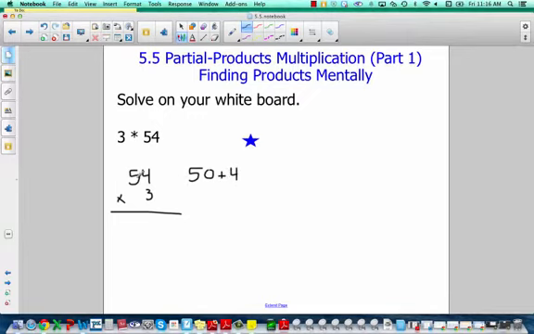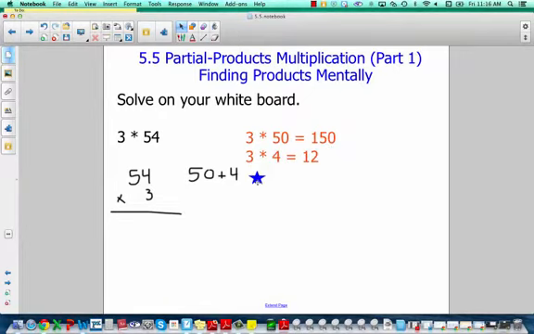Now, I'm going to multiply both of these numbers by 3. So if I move this star, I will be able to see that I have 3 times 50, like that, which is 150. 3 times 5 is 15, add a 0. And I will have 4 times 3, or 3 times 4, and that equals 12. Well, the last step is just going to be to add 150 and 12 together.